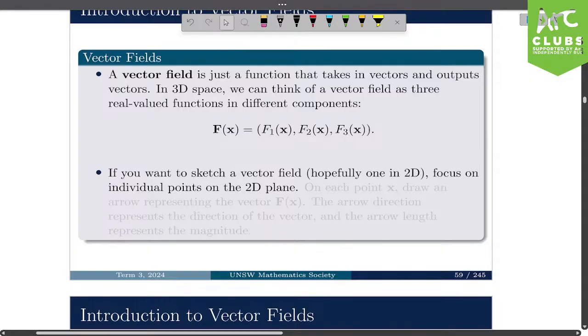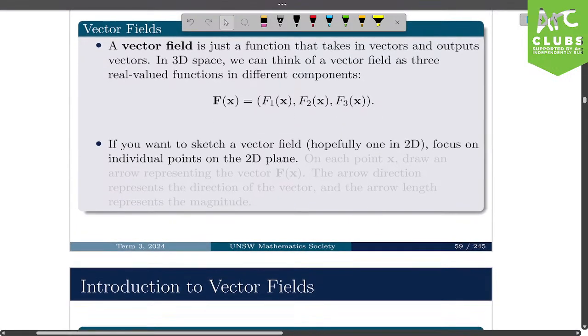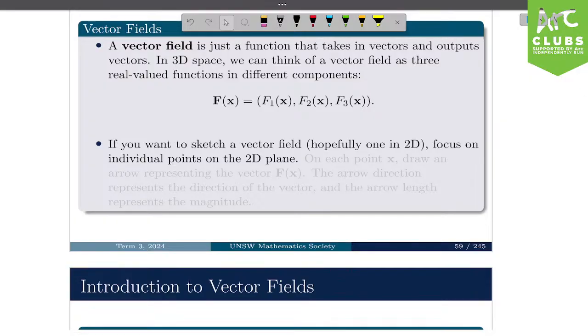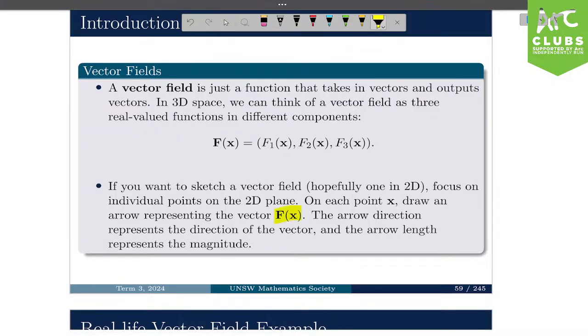So if you want to sketch a vector field in the 2D plane, hopefully 2D, sketching that in 3D would be a nightmare, all you really have to do is think of an individual point, plug that in, and draw the vector corresponding to that point by substituting it into your vector field. So at each point x, we draw the corresponding arrow given by this.